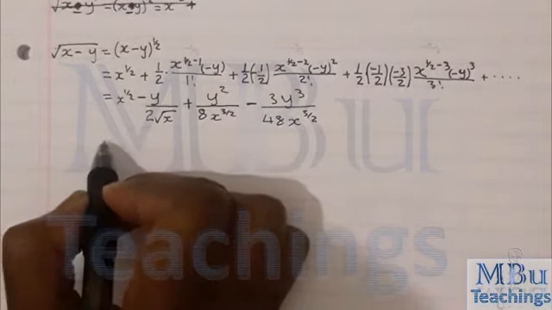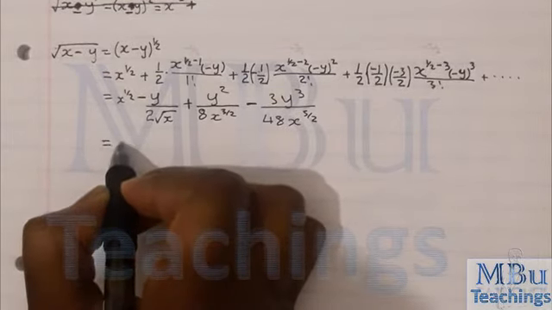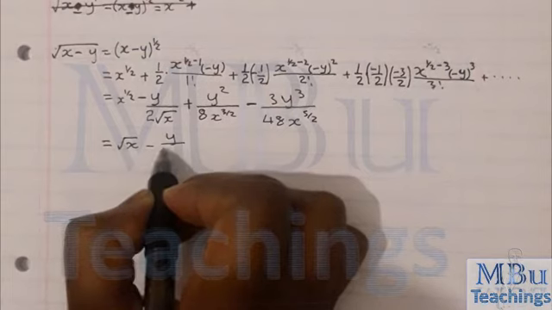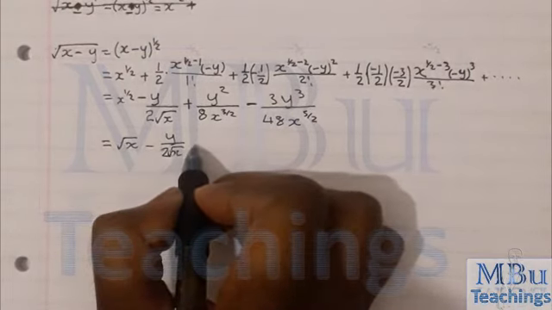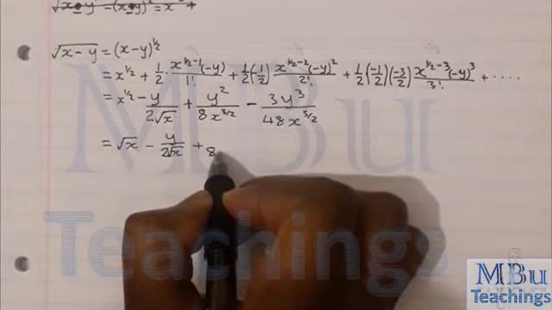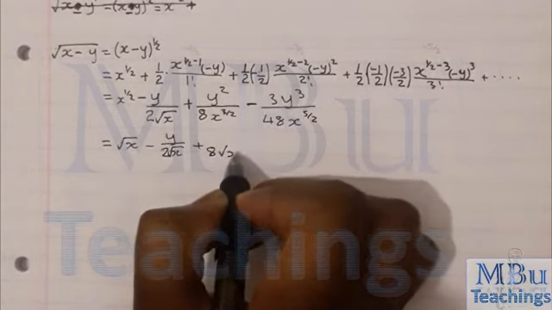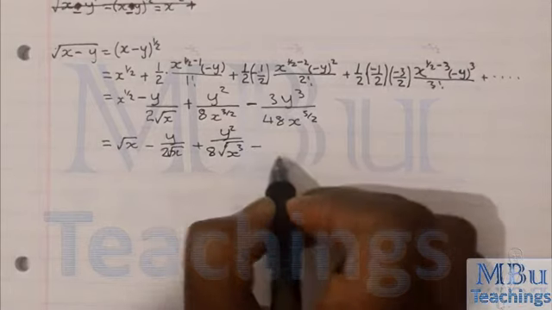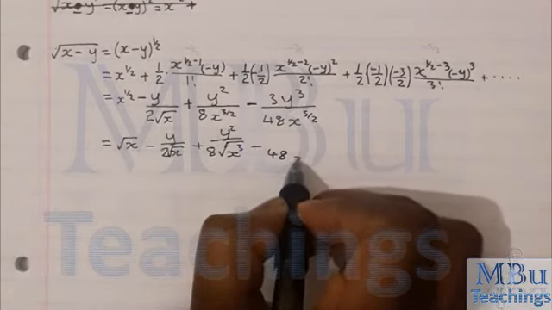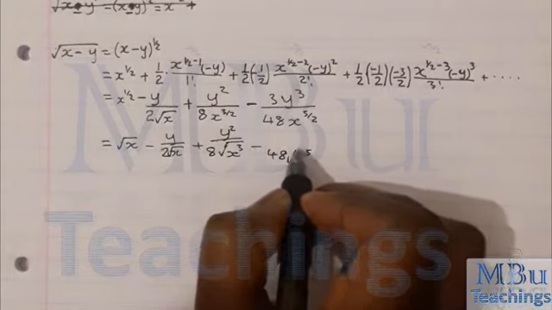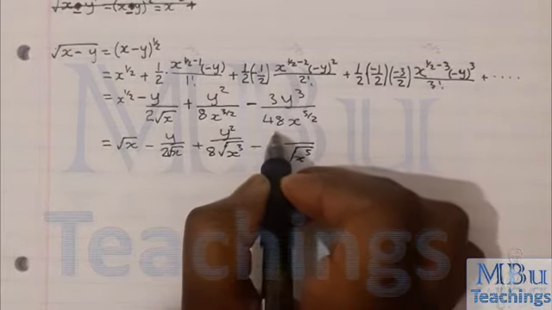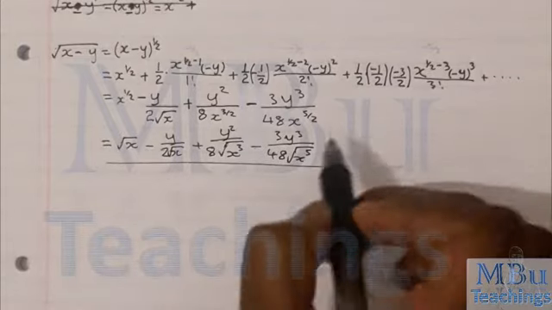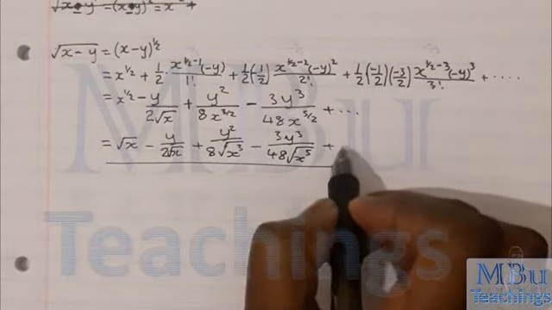Then if you want to leave it in surd form, then you can just have your minus y over 2 root x plus y squared over 8 x to the power 3 over 2 minus 3y cubed over 48 x to the power 5 over 2. So this will be your answer.